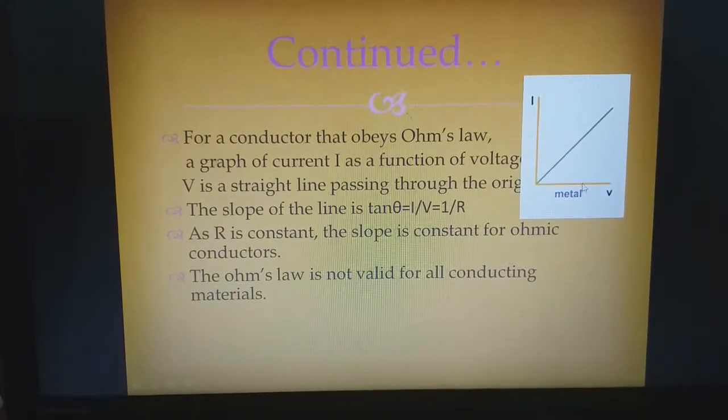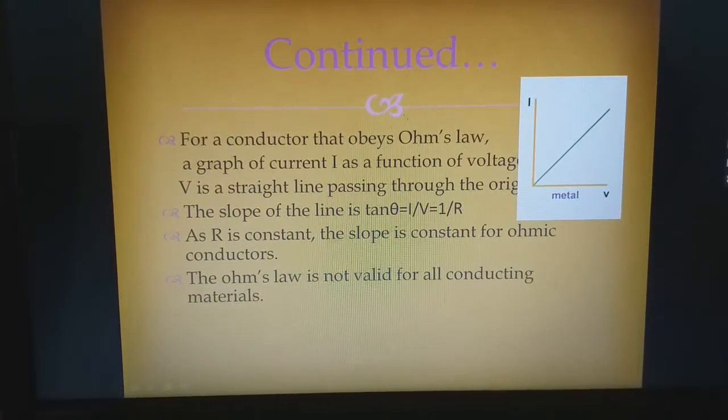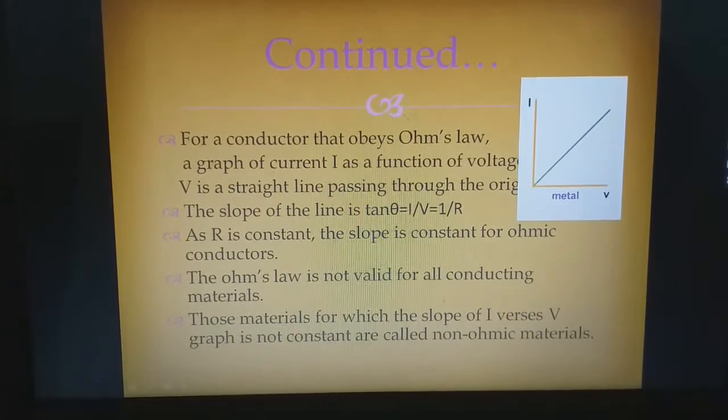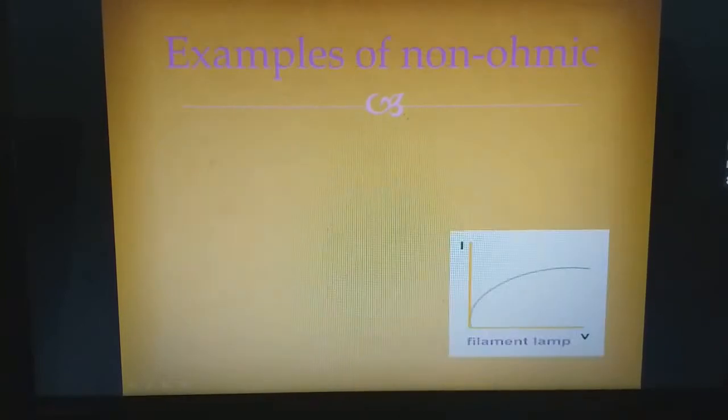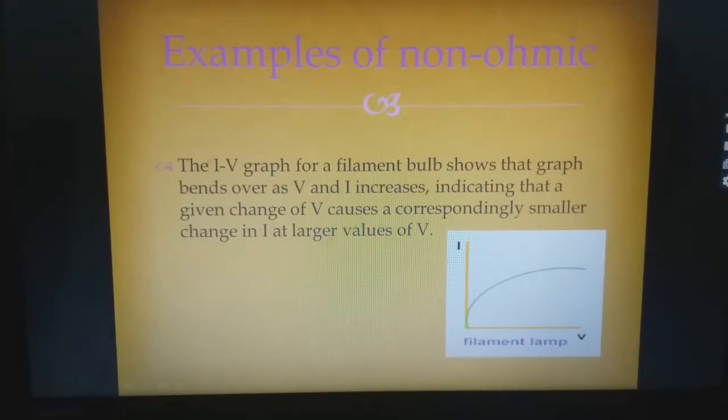Ohm's law is not valid for all conducting materials. Those materials for which the slope of the I versus V graph is not constant are called non-ohmic materials. Examples of non-ohmic materials include the filament bulb.